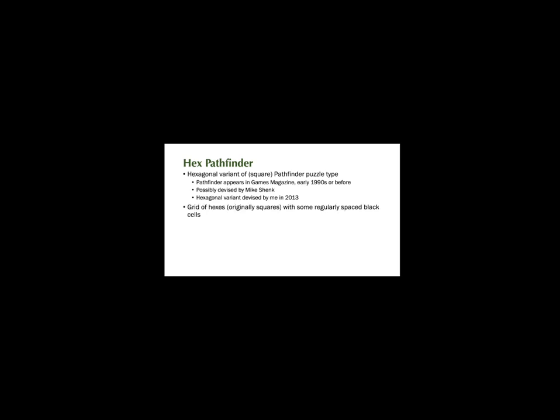So in a hexagonal pathfinder, or a regular pathfinder, if you want to be more general, you have a grid of hexagons. Originally it would be a square grid, and you have a regularly spaced pattern of black cells. In a square pathfinder, the black cells traditionally have a staggered pattern in order to break up some of the long corridors of white squares that you would otherwise get.